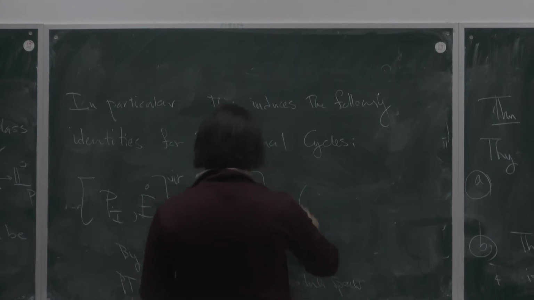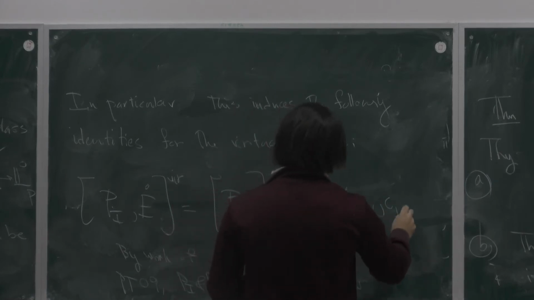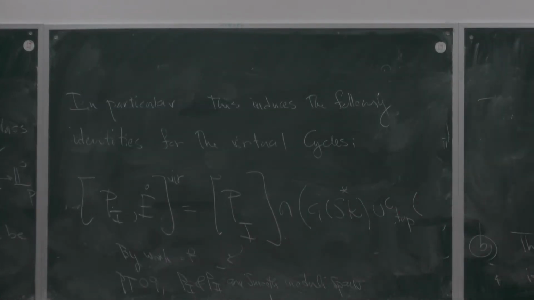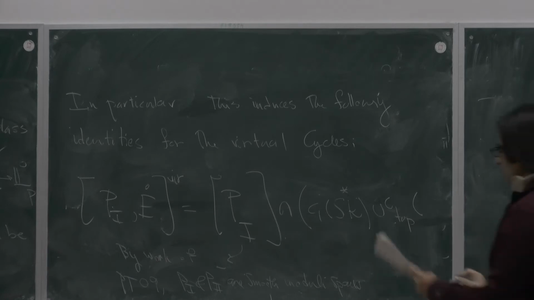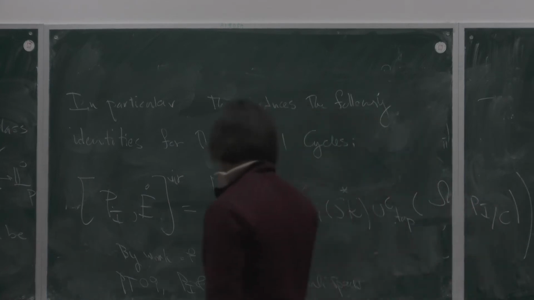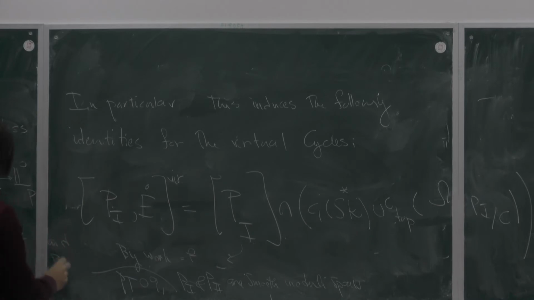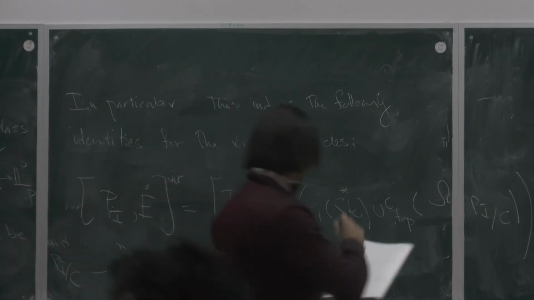Plus, so this is some relation. C1 of O star of K, Artan class of the cotangent bundle of the relative fiber-wise moduli. So by work of P1, P2, the fiber-wise moduli, all of them are smooth. So this is one relation.